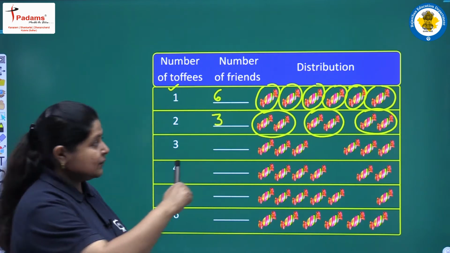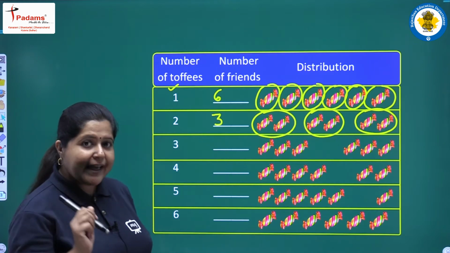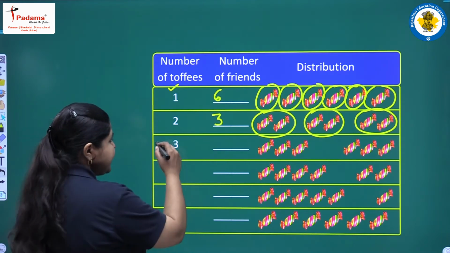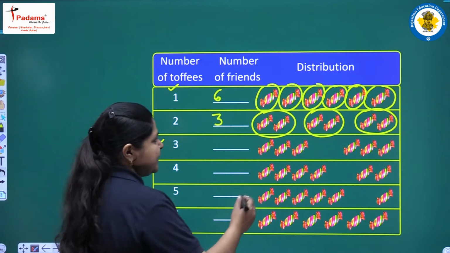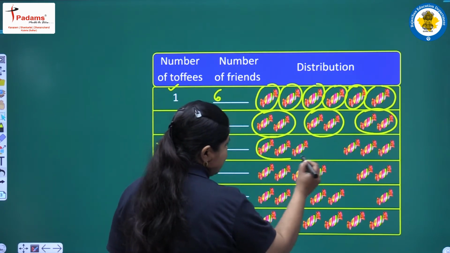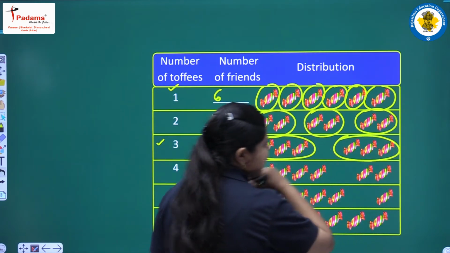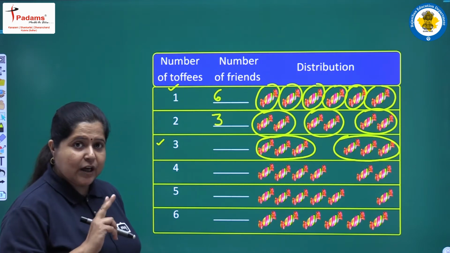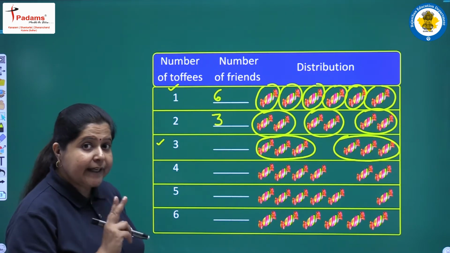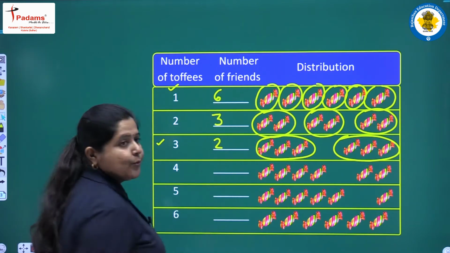So this is another possible case of distributing toffees. Again, if I want to give 3 toffees to each friend, then to how many friends can I give? 3 toffees to the first friend and 3 toffees to the second. So only 2 friends can be given the toffees now if I want to give 3 to each person, and so the number of friends will be 2.